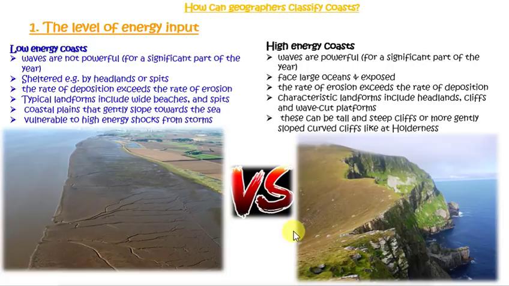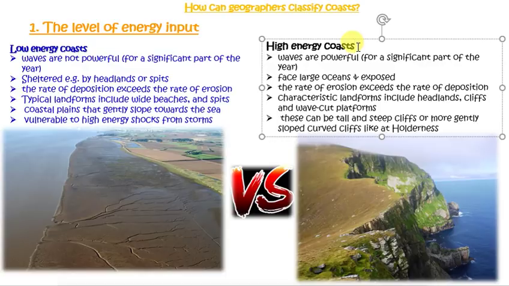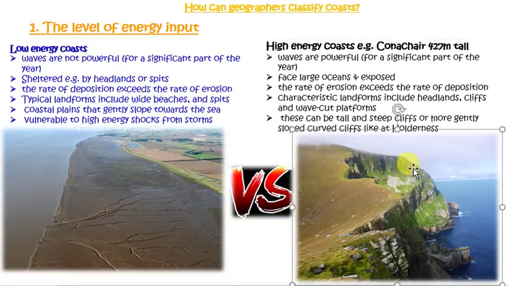On the other side, we've got Conachair, this cliff. It's the tallest sea cliff in the UK, and I will type it in for you. Conachair is in the Outer Hebrides, which is off the northwest coast of Scotland, and this sea cliff is 427 metres tall, and as you can see from this photograph, it is pretty steep, practically vertical. All right, so a little case study example for you.